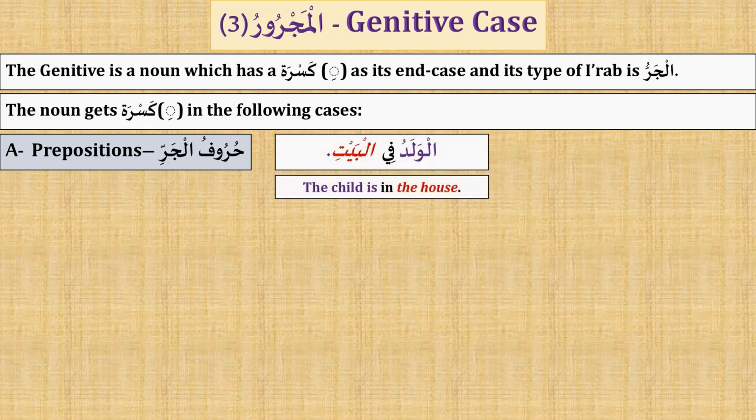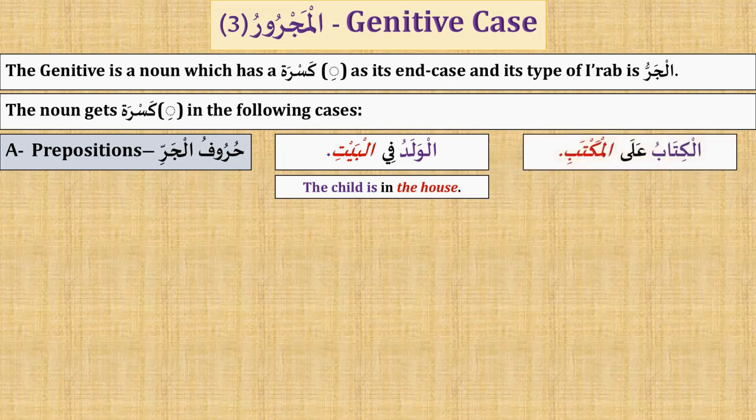The noun al-bayt ended with kasra because it came after the preposition في, which means in the house. The next example, الكتاب على المكتب. The book is on the desk. المكتب ended with كسرة because it came after preposition على, which means on.